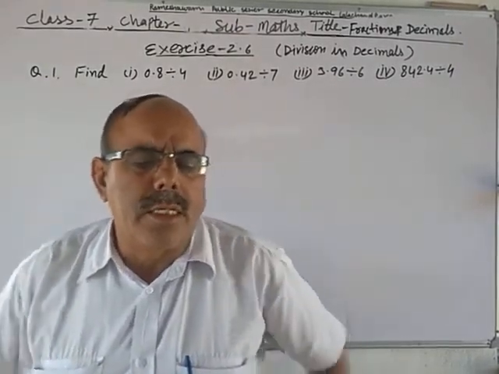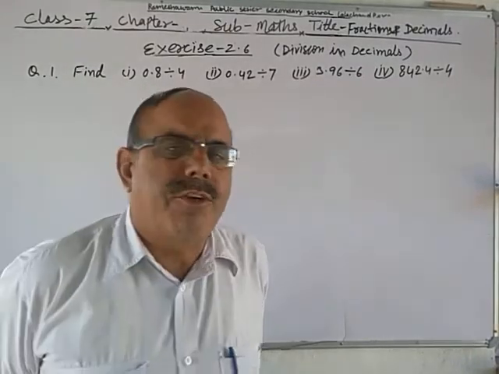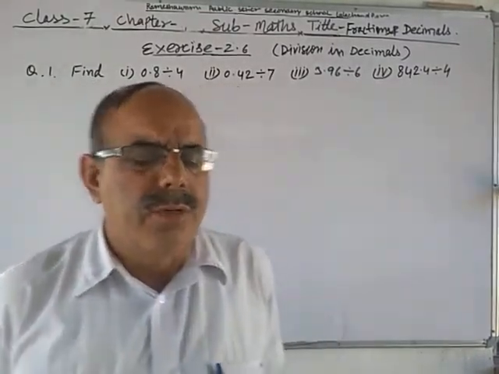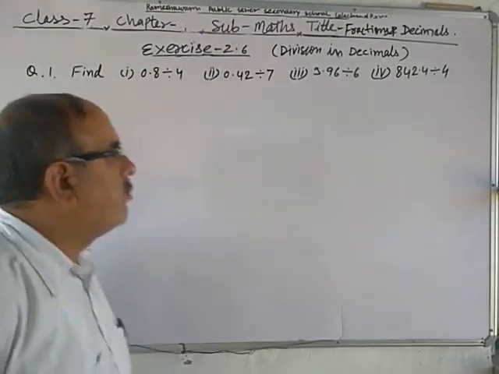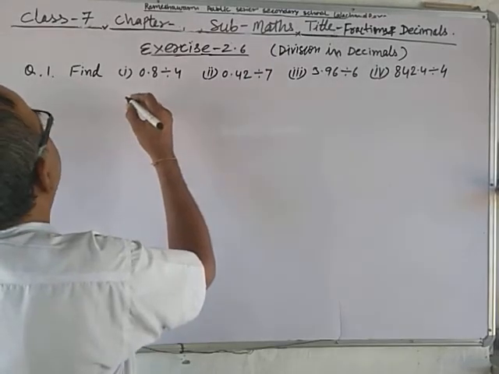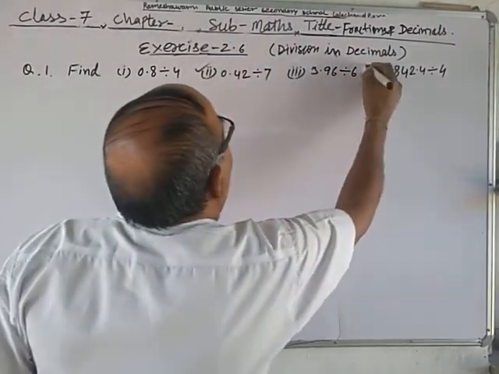This is exercise 2.6, the chapter on fractions and decimals. Question number 1: find the division. There are four parts: first, second, third, fourth. We shall solve question number second and fourth.